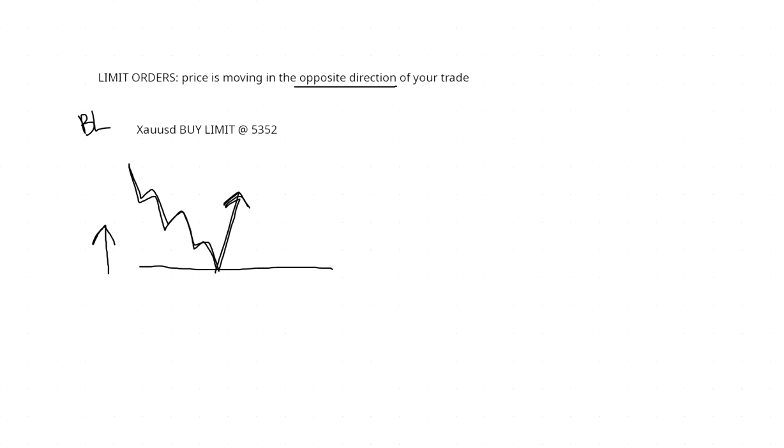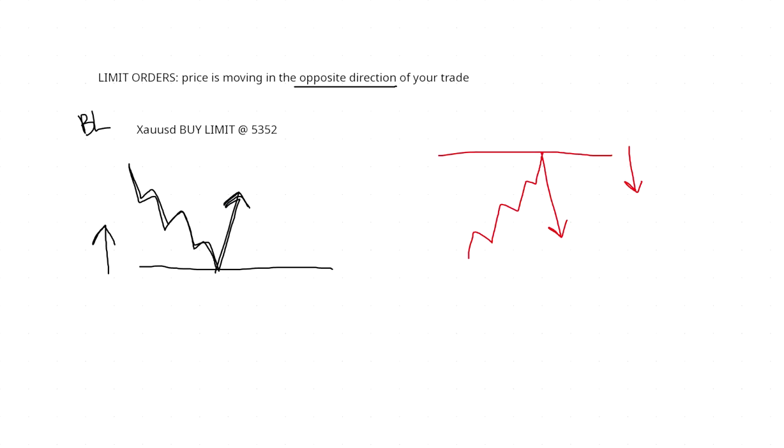Now, if it was a sell limit, it would just be the opposite, right? Let's say this is our entry price. Of course, a sell means we want the market to come down. But if it's a sell limit, we need it to come up first. We need it to come up to our entry, touch our entry, hopefully activate our trade, and then we want it to move down.